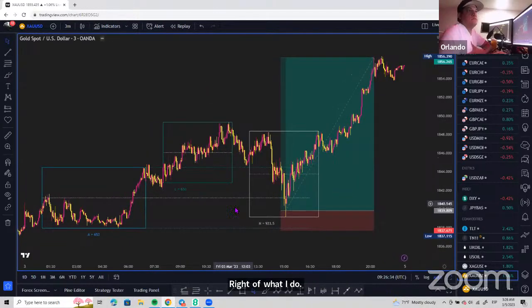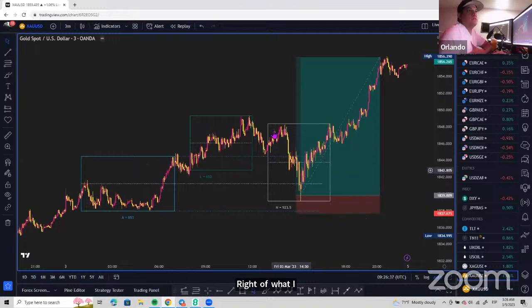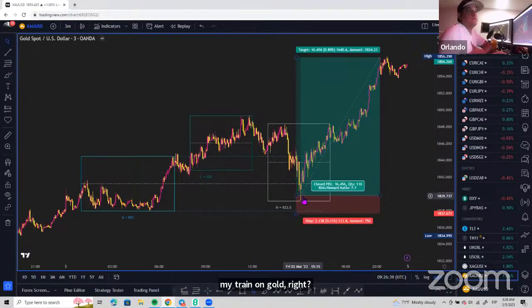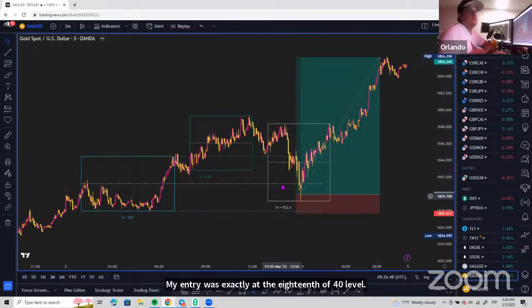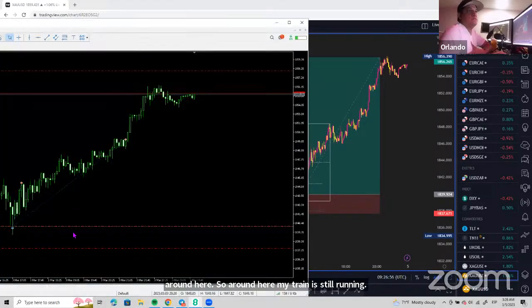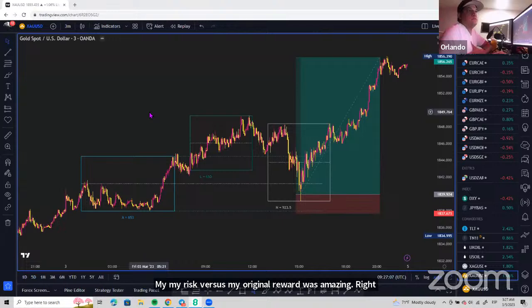So this is my trade on gold. I did buy on a very strong weakness. My entry was exactly at the 1840 level, so around here. My trade is still running. Here's my trade. And as you can see, my risk versus my original reward was amazing, about a 5R. So that's what I always look for.